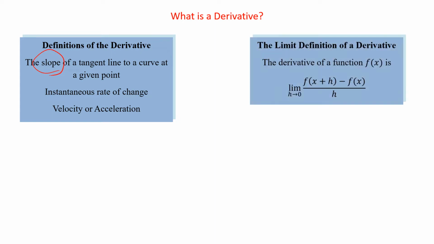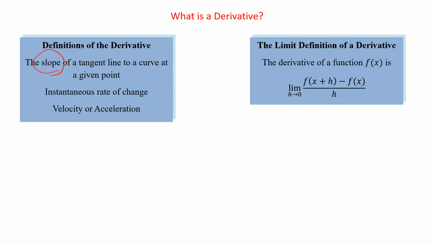The limit definition is the derivative of function f of x is the limit as h approaches 0 of f of x plus h minus f of x over h. This was the difference quotient we were looking at the end of last chapter, except we weren't taking the limit as h went to 0. We made h, which at the time we called delta x, just something really small. We used 0.01. But now we're going to make it smaller and smaller and smaller.